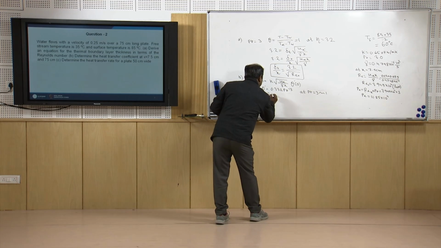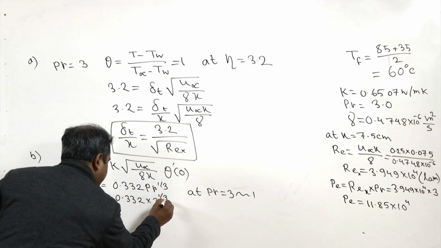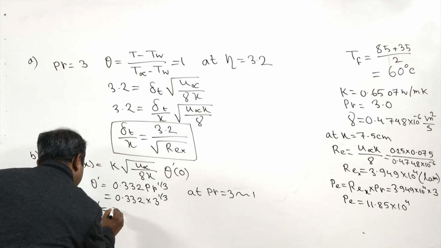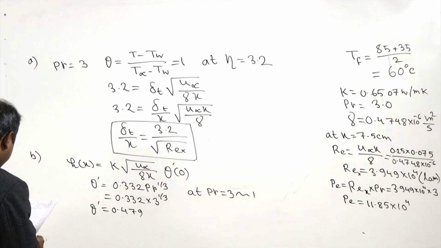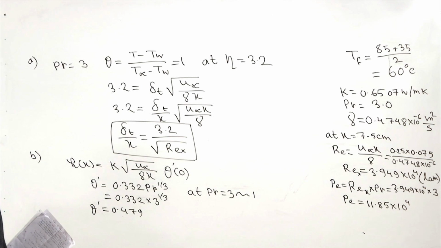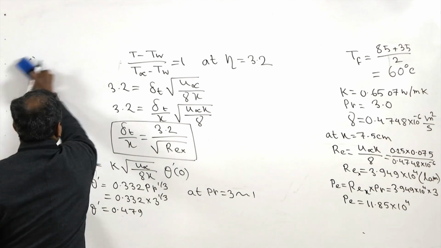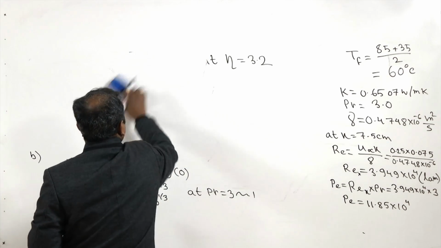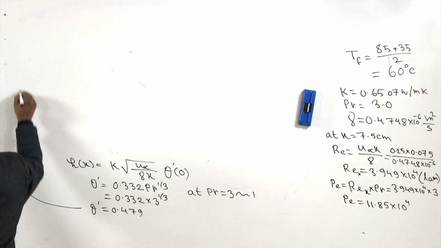In our case theta dash will become 0.332 into 3 to the power 1/3, as the Prandtl number is 3. So theta dash becomes 0.479. We have obtained theta dash. The next task is to put the value of x and theta dash over here to get the value of hx at different locations. For the second part we will be using the formulation we have just derived.